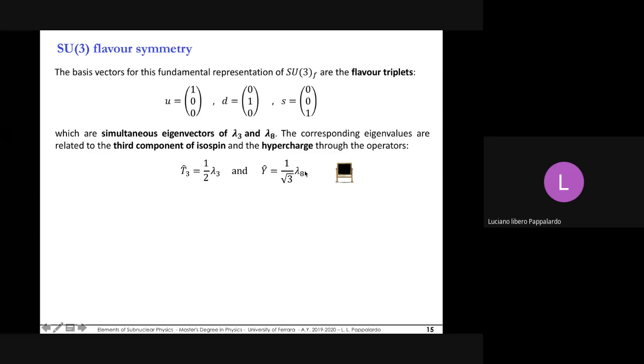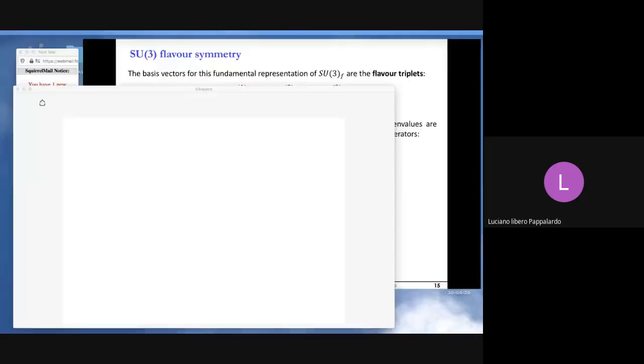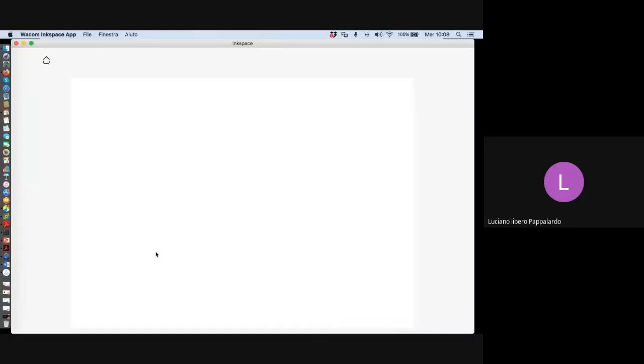And let's check this now. So for the third component of isospin, T3, the operator is 1/2 of the third Gell-Mann matrix, and for the hypercharge, this is 1 over square root of 3, and then we have the 8th Gell-Mann matrix.